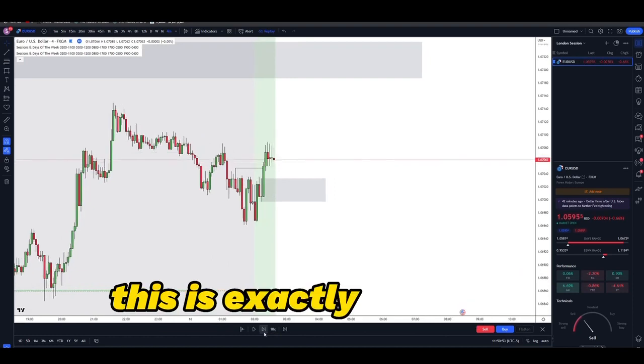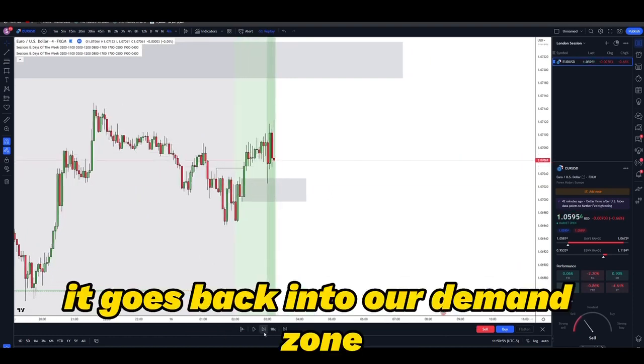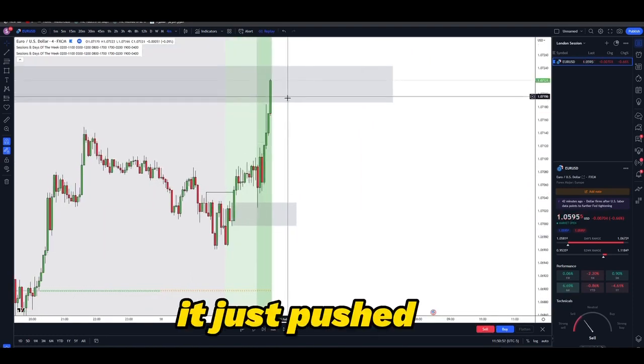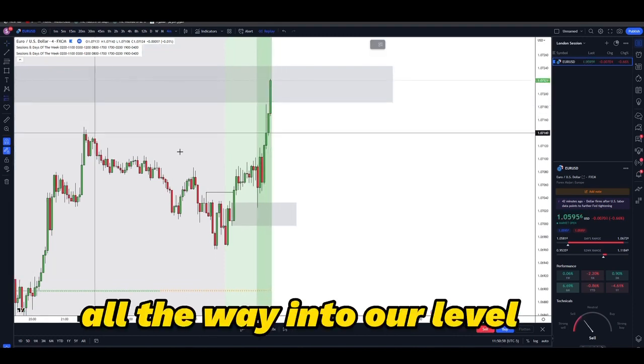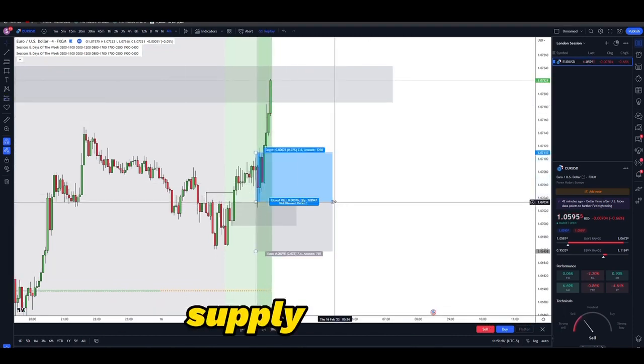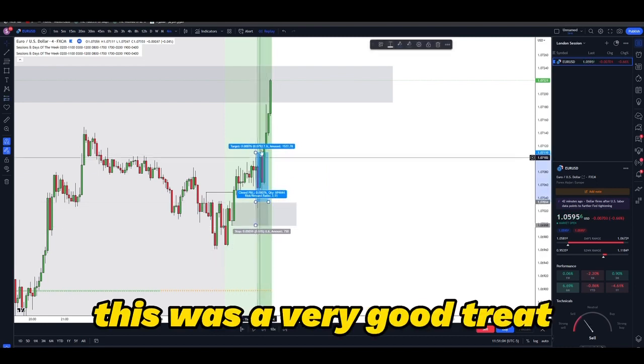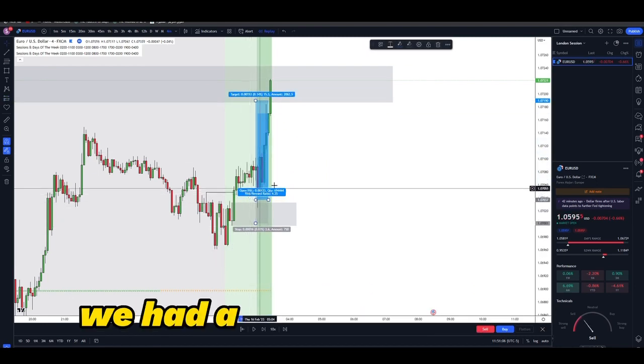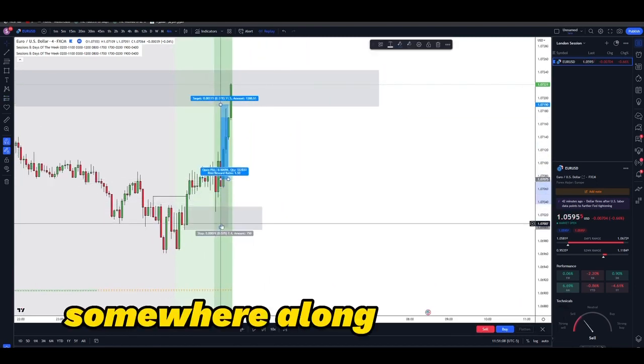And as you can see, this is exactly what the market did. It goes back into our demand zone, and then from there it just pushed up all the way into our level of supply. So boom, this was a very good trade. I didn't actually execute this over here. We had a much better entry somewhere along the lines of there.